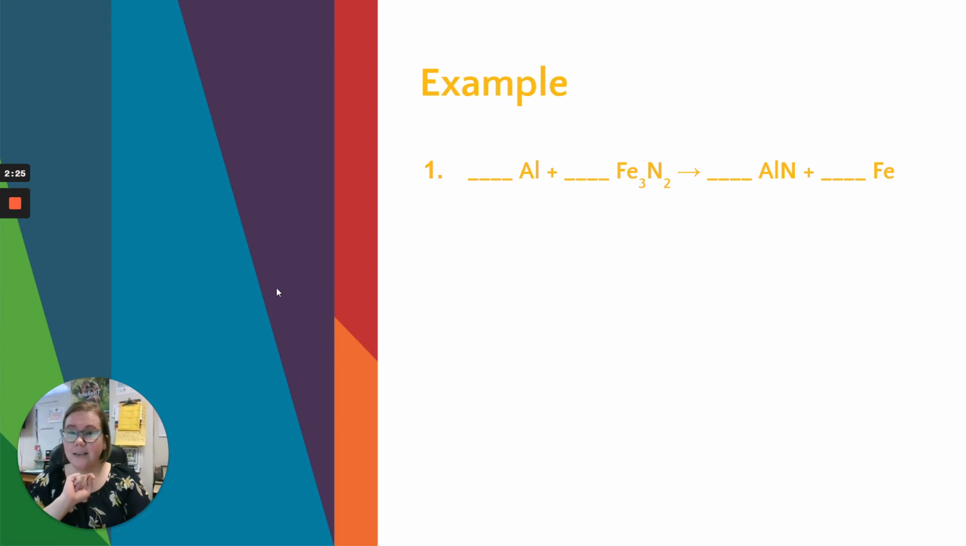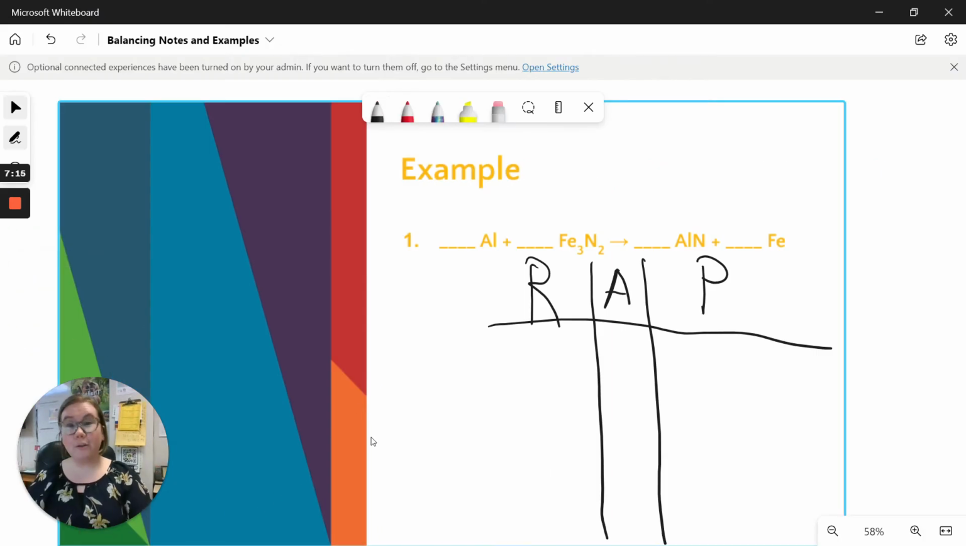All right, so here's an example, and I'm going to quickly switch what my screen looks like so we can go through it. All right, so I believe in your notes, your RAP table is already set up, but you can always easily draw one yourself. So I already sort of drew mine out.